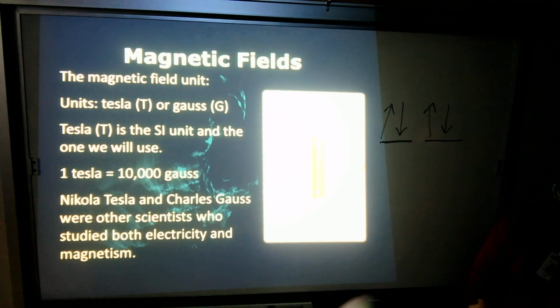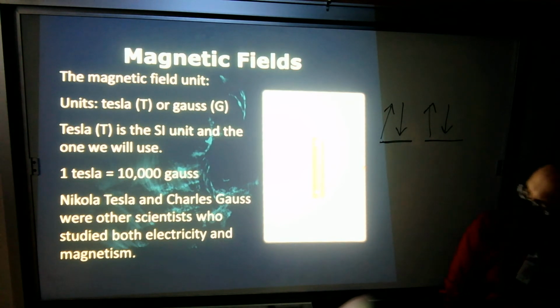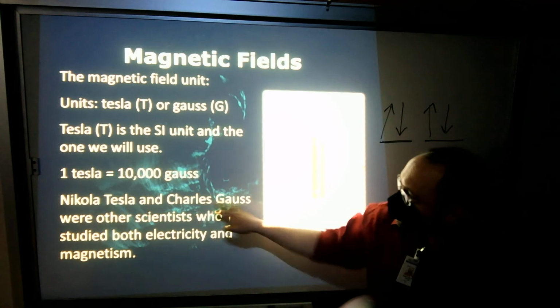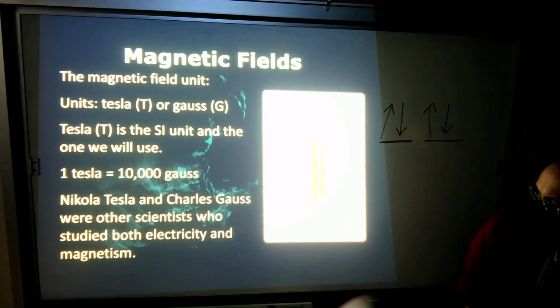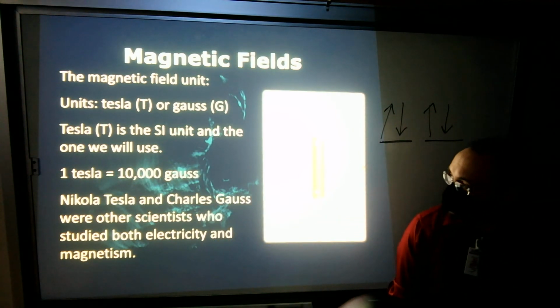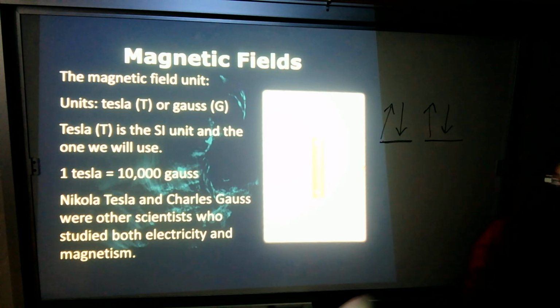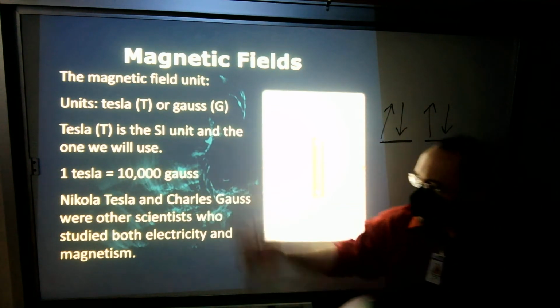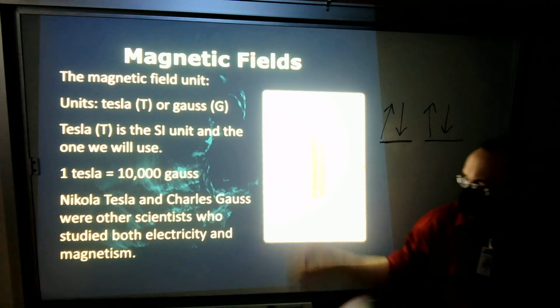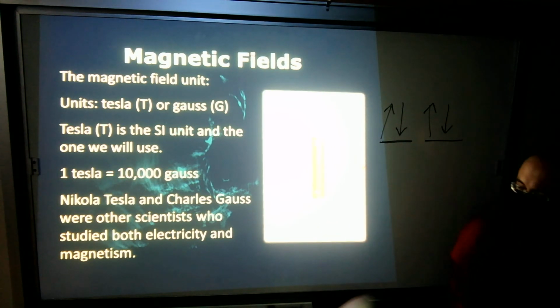What we got? Charles Gauss is another French guy that did electricity and magnetism. That's why he's also associated with the magnetic field unit. He's not the SI unit. That's not the one that they decided on, surely way after these people were done studying this.